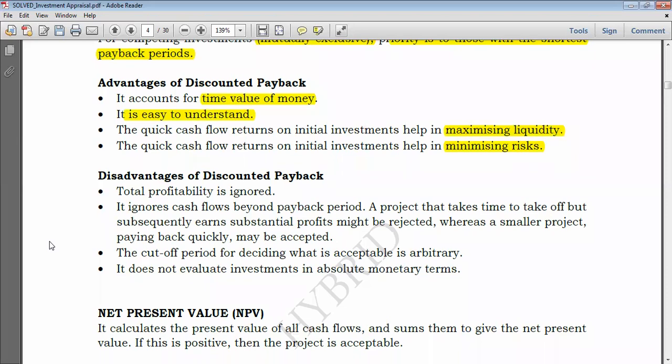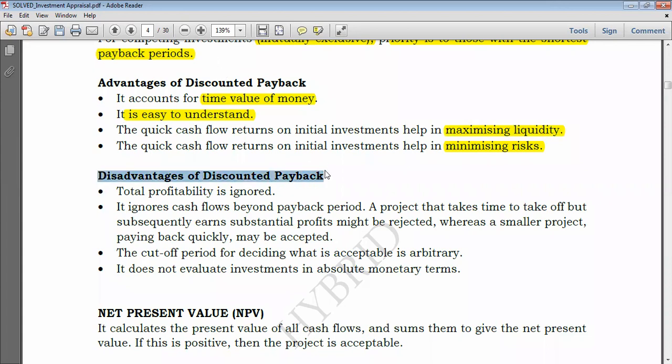All right. Now let's go to the disadvantages. Actually, for other advantages, you could just add them. For example, discounted payback period uses cash flows, while some methods like accounting rate of return do not use cash flows, but they use profit, and profit can be easily manipulated.